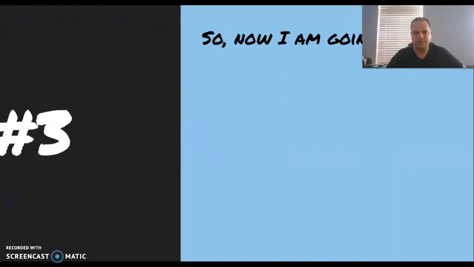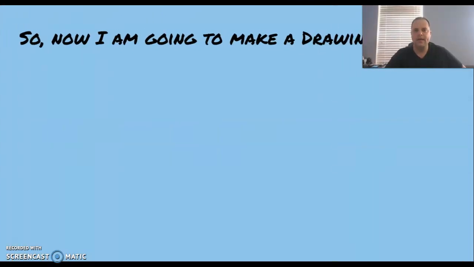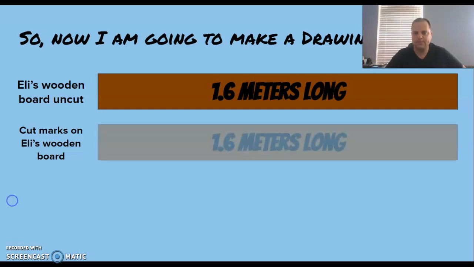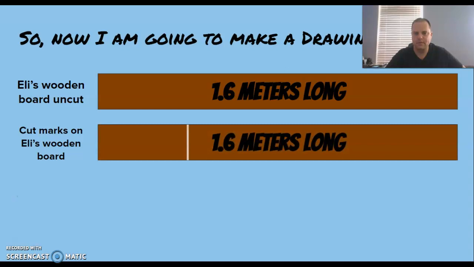Step 3. So now I'm going to make a drawing. First, I'm going to draw Eli's wooden board uncut, just like this. 2, I'm going to cut the board by making cut marks. There's where the first one will be, there's where the second one will be, and there's where the third one will be. So I'll have 4 equal parts.